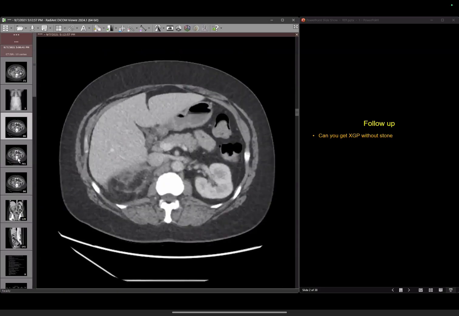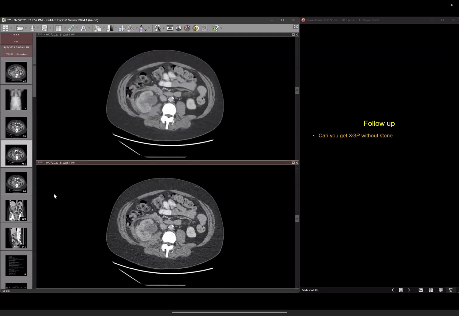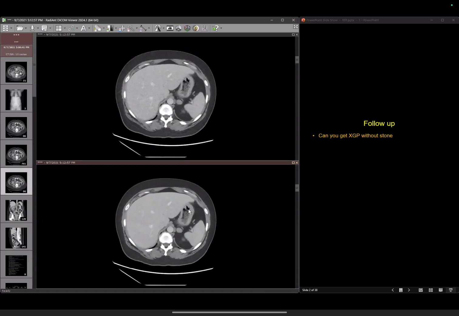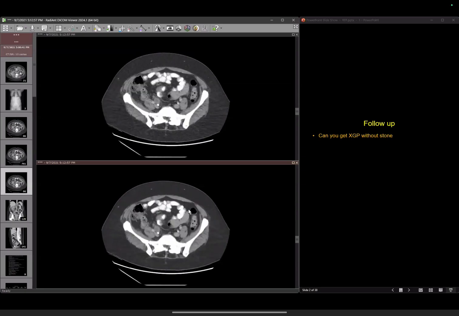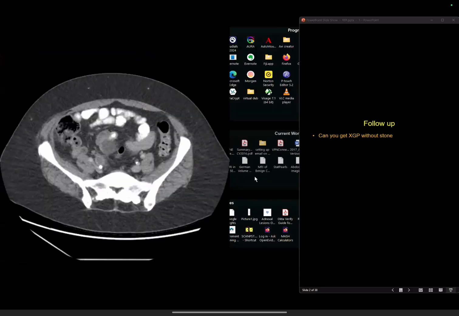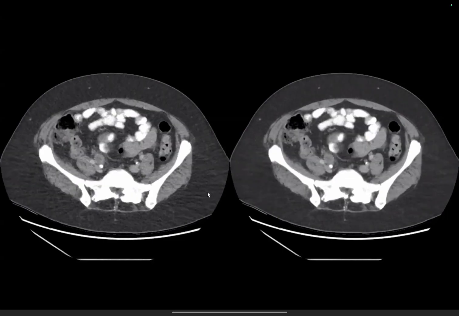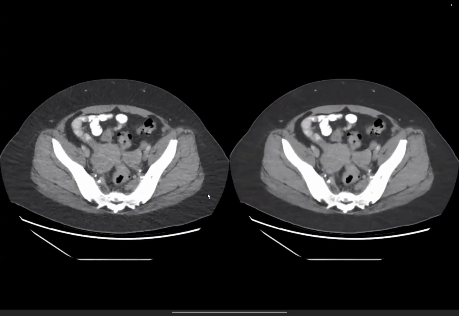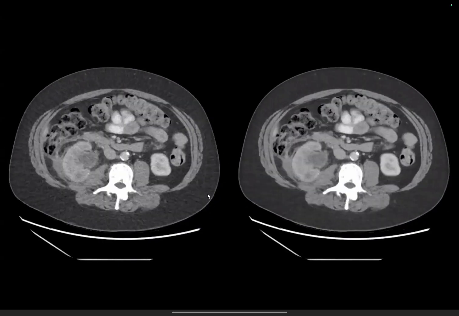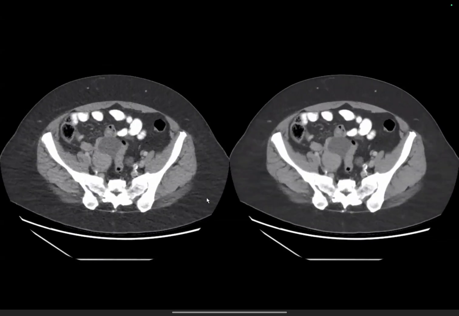Go ahead. There is a right hydronephrosis with hydroureteronephrosis with thickening along the ureters, and there is abrupt cutoff noted at the pelvic ureter junction. The right kidney appears to show reduced contrast uptake in comparison to the left kidney. Right. So there is asymmetry.